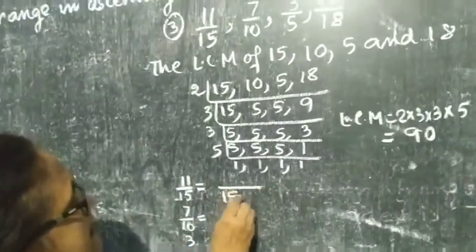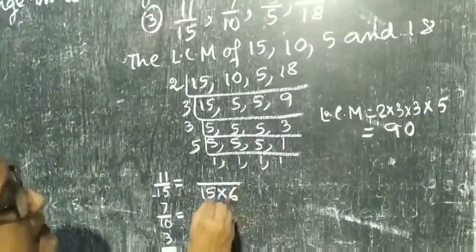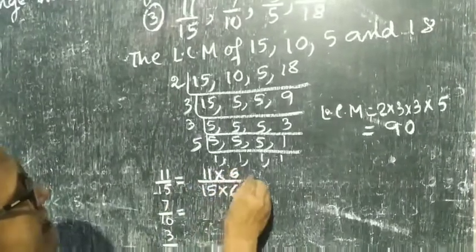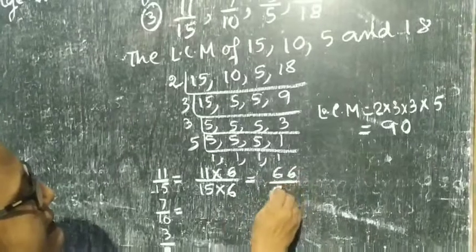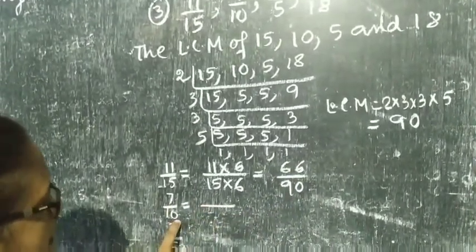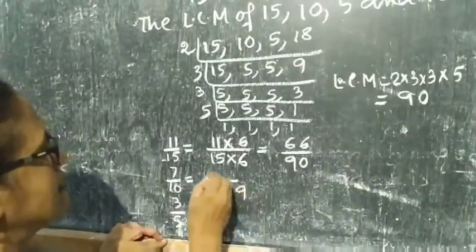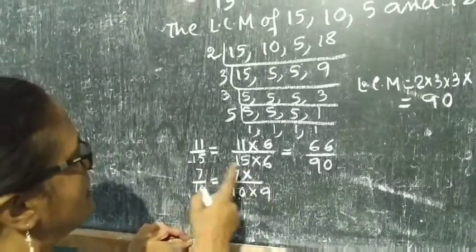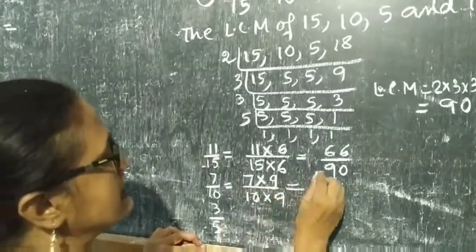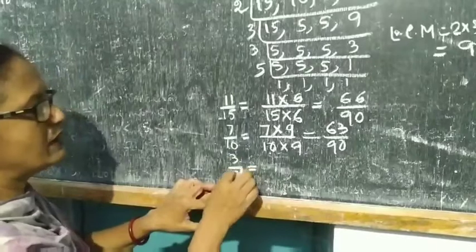So 15 into how much? 90. 15 into 6, 90. So you have to multiply the numerator also. 11 into 6, so it is 66 by 90. Now children, you see 7 by 10. So you have to bring in the denominator 90. So 10 into 9, and in the numerator also you have to multiply 7 by 9, the same number. So 7 9s are 63. 10 9s are 90.